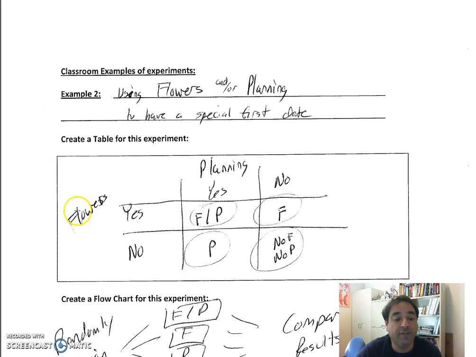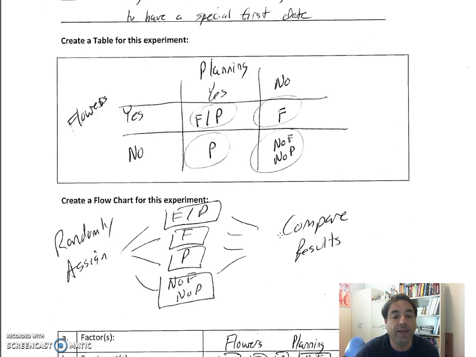So for our table, we have flowers, yes, no. Planning, yes, no. So we end up getting 4 groups. Yes planning, yes flowers. No planning, yes flowers. Yes planning, no flowers. No flowers, no planning. We don't know which is going to work best. We don't want to have a bias. So then we know we have 4 groups.